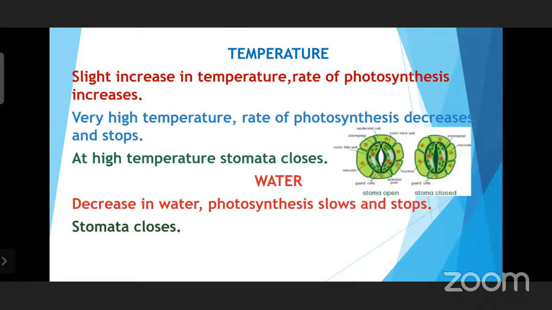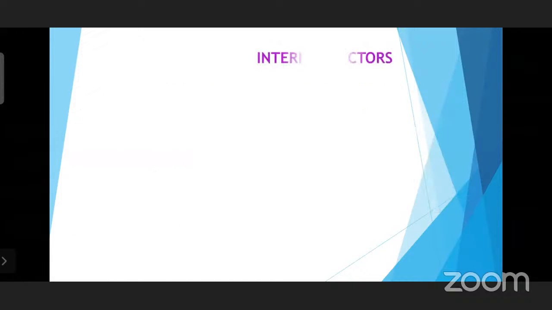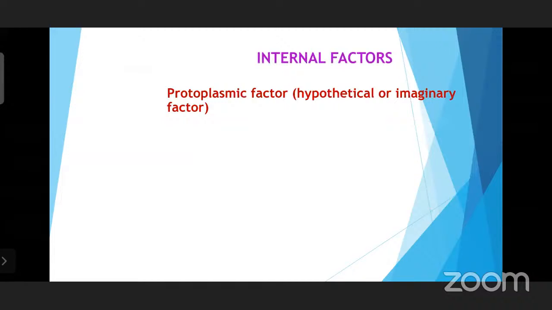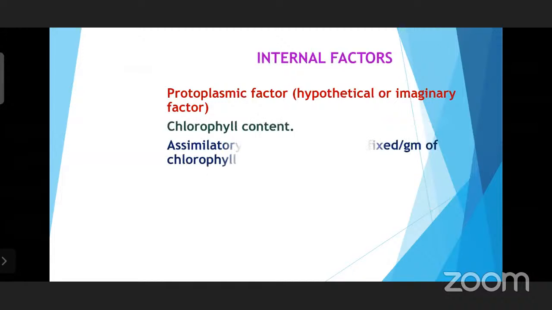So stomata are also a very important factor, which may be present on the upper surface or lower surface of the leaf, and there may also be sunken stomata. Internal factors of the plant include the protoplasmic factor, the hypothetical or imaginary factor not yet discovered. It is left for you to discover, students.